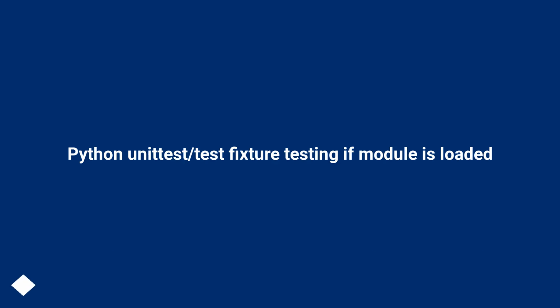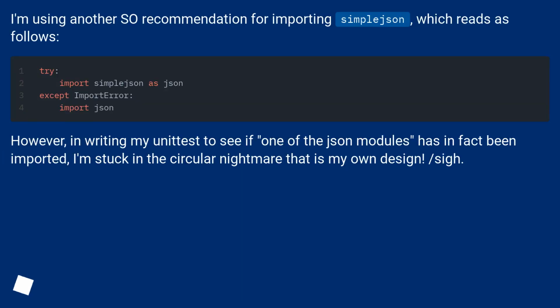Python unittest / test fixture testing if module is loaded. I'm using another SO recommendation for importing simpleton, which reads as follows. However, in writing my unittest to see if one of the JSON modules has in fact been imported, I'm stuck in the circular nightmare that is my own design. Sigh.